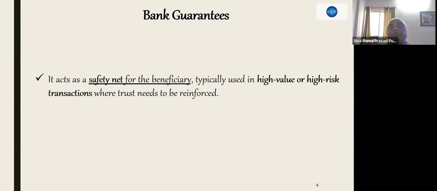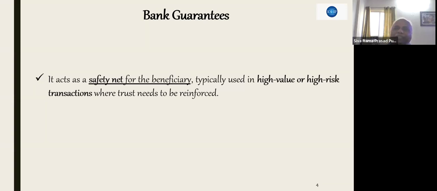Otherwise, if he has offered land or building, and that case is under CIRP, I have to wait, and I should not sell during the moratorium period. All these things are there. That's why the banks are charging 25% of the prevailing commission rate. It acts as a safety net for the beneficiary, the government. In this case, it is typically a high value, high risk transaction where trust needs to be reinforced.